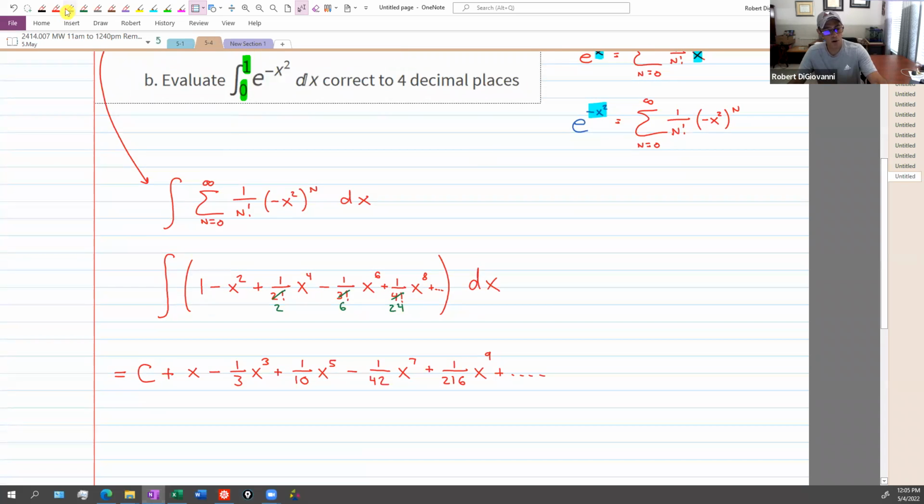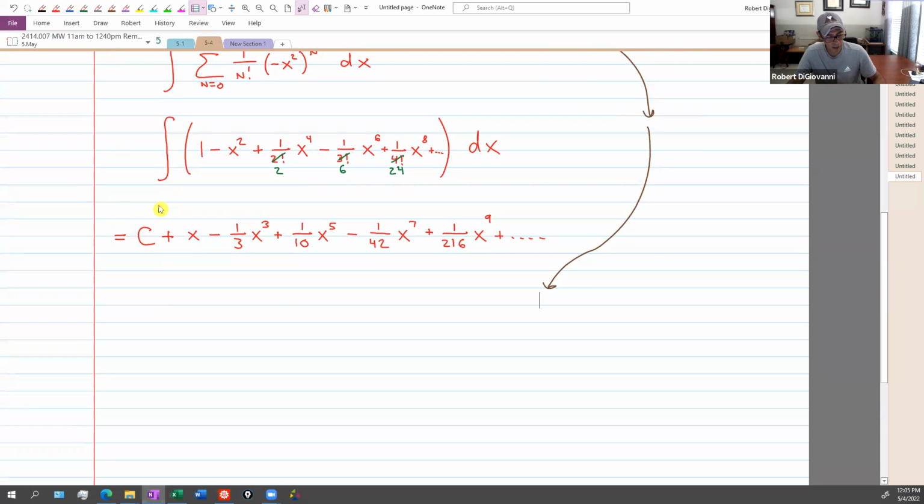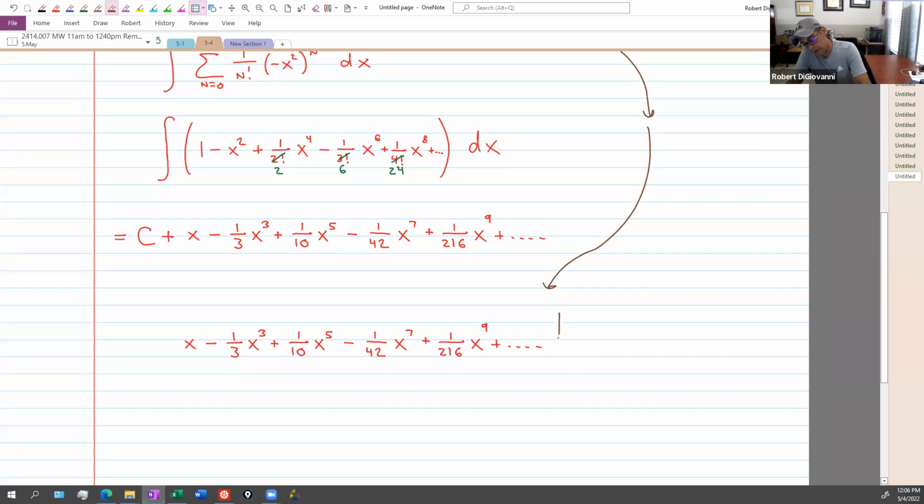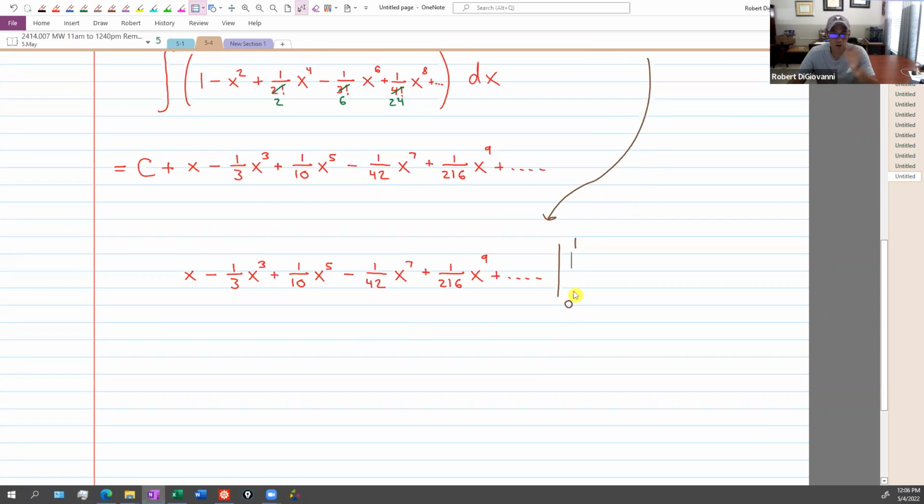So all I do to do this part is I take this antiderivative that I just got. I can ignore the C, because when you do a definite integral, the C goes away. I'm going to take that and evaluate it from 0 to 1, right? Well, good news. When we plug in 0, all this goes away, right? So we just need to plug in 1. So this is 1 minus a third plus a tenth minus 1 over 42 plus 1 over 216, right? And then this goes on and on.